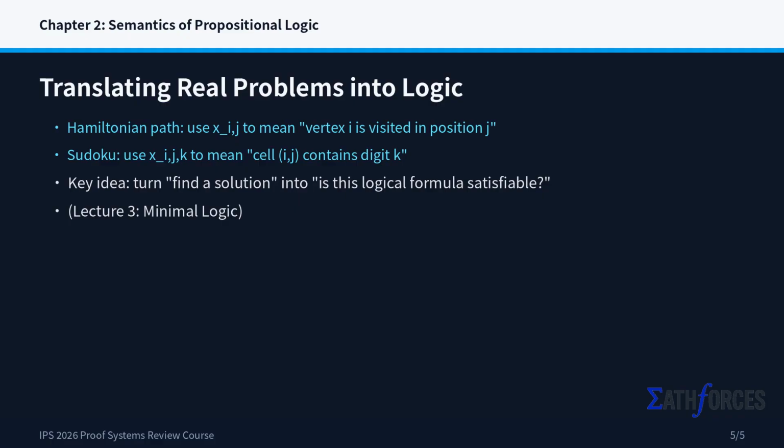Here are two examples. For Hamiltonian path, we can use a variable x sub i,j to mean that vertex i is visited in position j, then add constraints saying each vertex appears exactly once and adjacent positions must be connected by edges. For Sudoku, use x sub i,j,k to mean that cell i,j contains digit k, then add constraints for rows, columns, boxes, and uniqueness. The common pattern is to encode the solution conditions as a formula, then ask whether the formula is satisfiable.